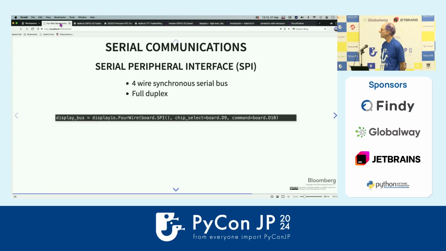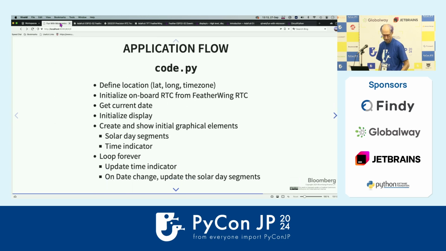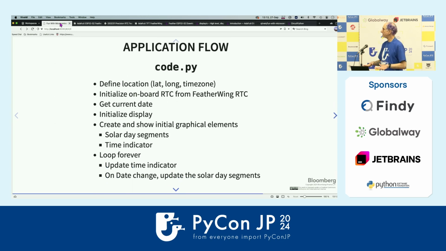Same thing for the serial peripheral interface, the SPI. This is a 4-wire synchronous serial bus, which then allows us to do full duplex. And this is the serial bus that we use to talk to the display. And this is also where we use the 2 pins, the D9 and the D10 pin, to handle flow control. All right, so now we're ready to talk about the core application.